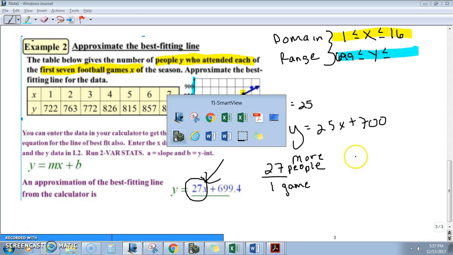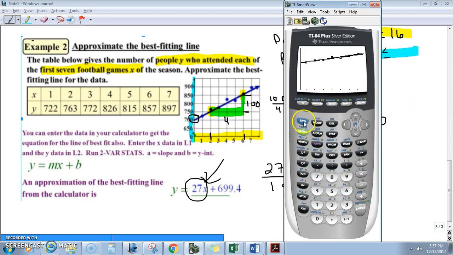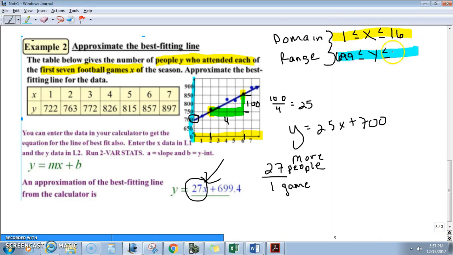So where's my calculator? And I'm just going to go to the table, and it'll have everything filled out. So I'll just go down to 16 games. Okay, so the equation the calculator came up with said it'll go up to 1,131 people. The equation I came up with said 1,100 people, but we're using the calculator equation, so I'm not going to do part of a person. I'm going to say 1,131 people.